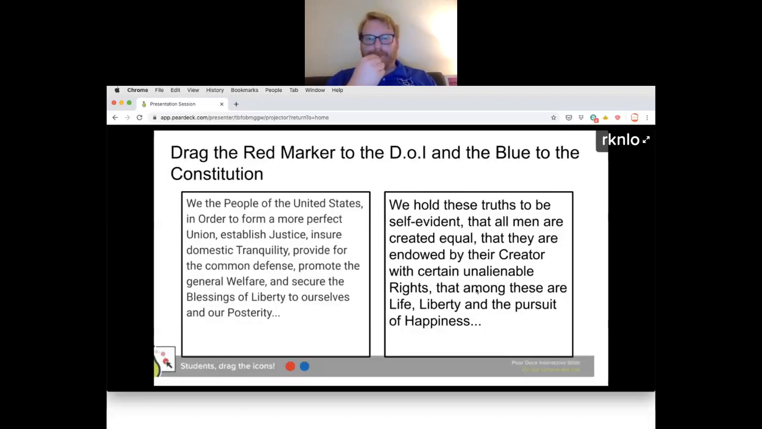All right. I think this is important because you always get it wrong. You should have two markers. All right. The red marker goes to the Declaration of Independence, and the blue marker goes to the Constitution. Hopefully, it'll switch here in a second. See how you do. Let's see if you can get it right.